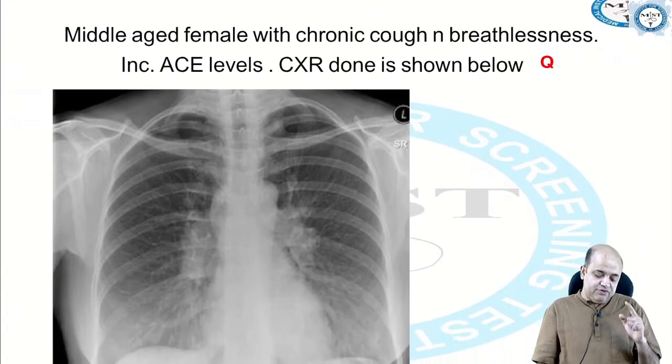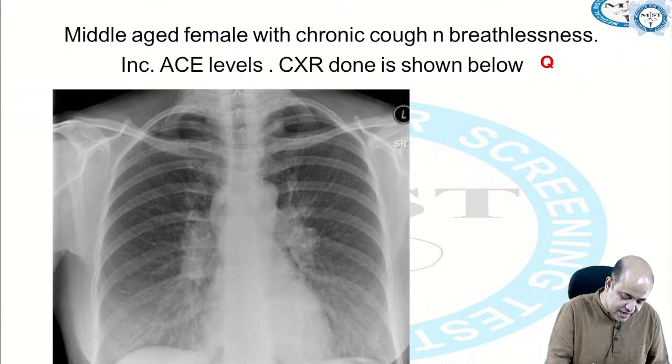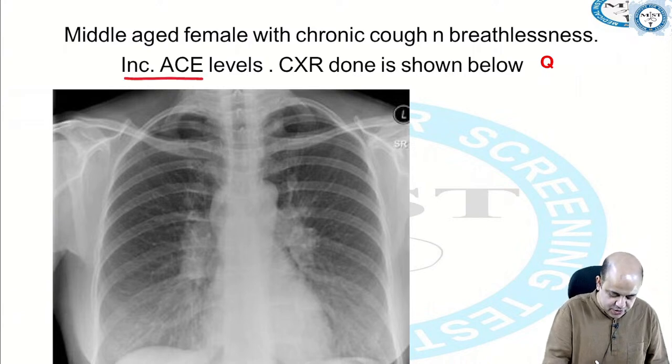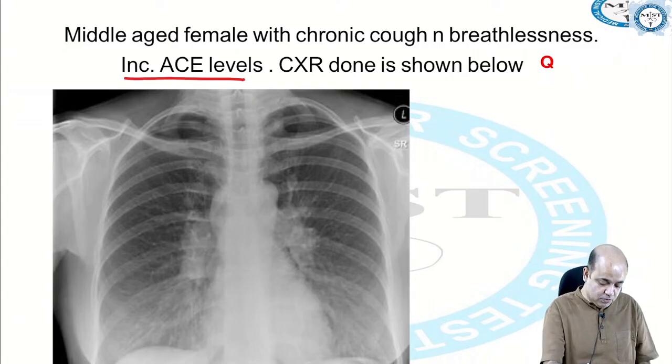We have a middle-aged female with a chronic cough and breathlessness, and there is an increased ACE level. Angiotensin converting enzyme levels are increased. Chest X-ray has been done. What is the diagnosis?